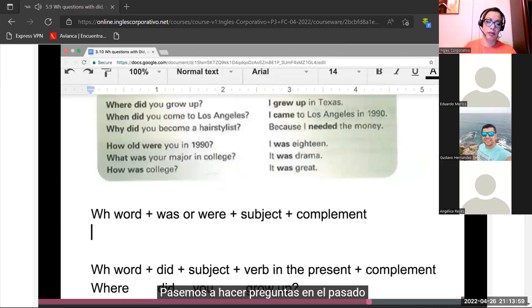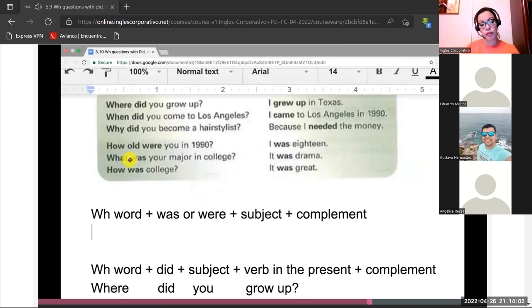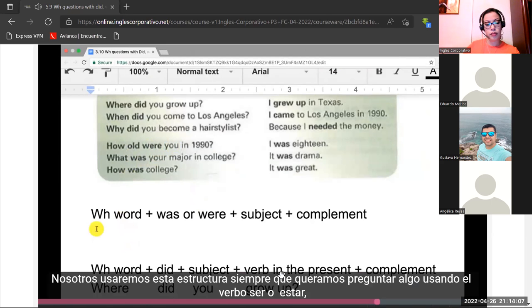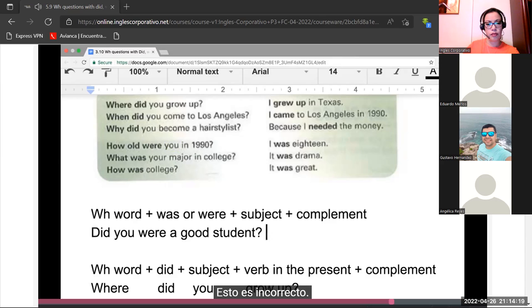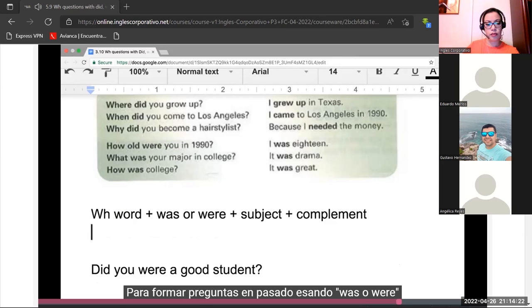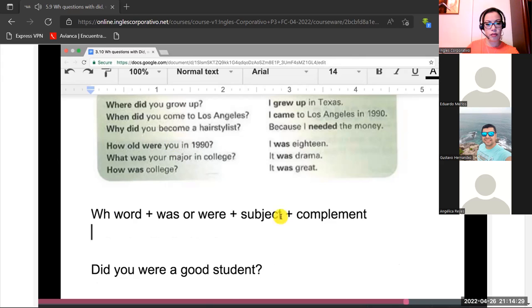Let's move on to asking questions in the past tense with was or where. We will use this structure whenever we want to ask something using the verb to be. We can't say the following. Did you were a good student? This is incorrect. To form questions in the past using was or where, we can follow this formula. WH word plus was or where plus the subject plus a complement.